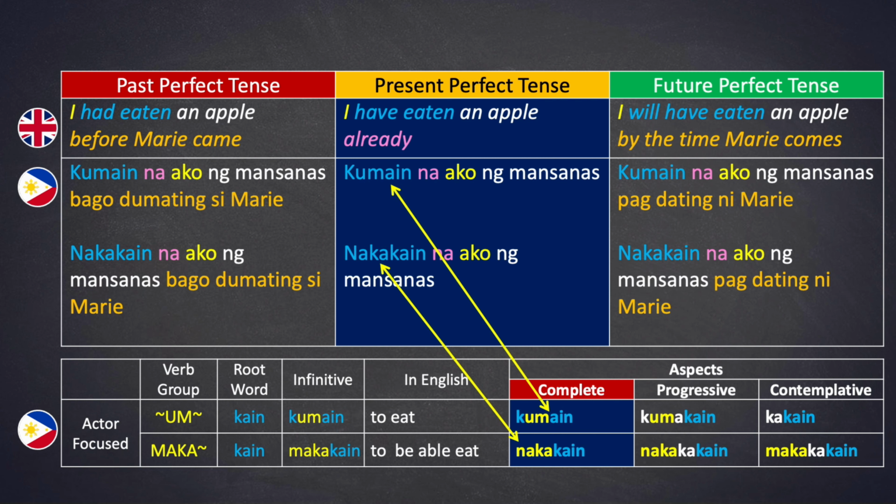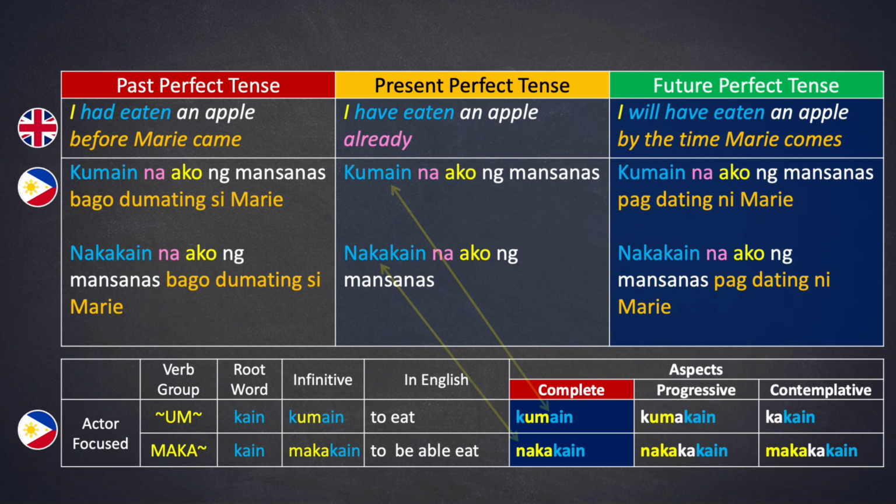Let's try the future perfect tense. I will have eaten an apple by the time Marie comes. Kumain na ako ng mansanas pagdating ni Marie. Nakakain na ako ng mansanas pagdating ni Marie.